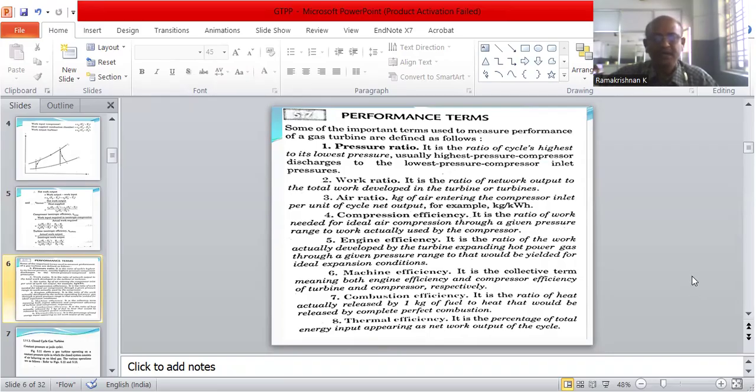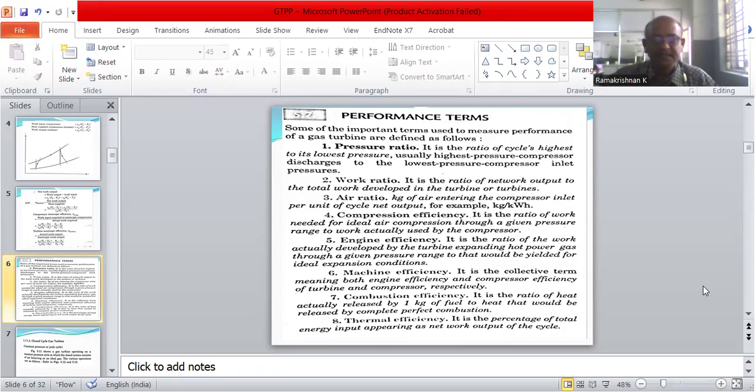Similarly, work ratio. It is the ratio of the net work output to the total work developed in the turbine. Then air ratio. It is the amount of air entering the compressor inlet per unit cycle of net output. So for unit cycle of net output, what is the amount of air that is supplied to the compressor? It is described as the air ratio.